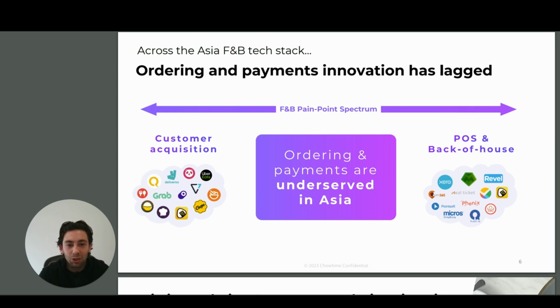And we're setting that context with this slide up front, saying, forget about all this crowded tech over here and all this crowded tech over here. There is a gap that is underserved, and that is what our business is focusing on.